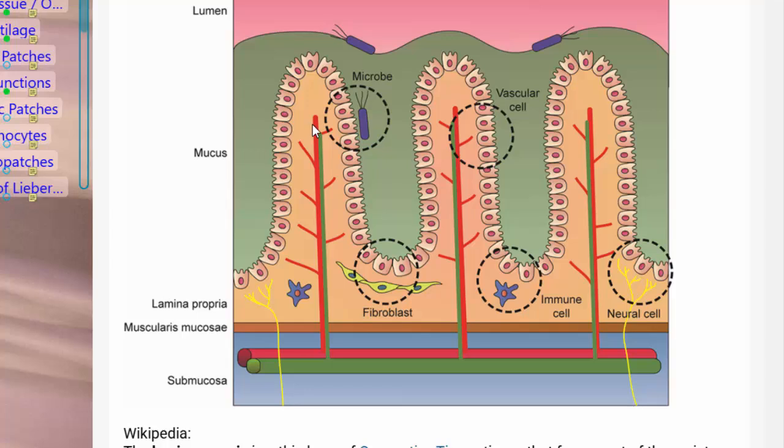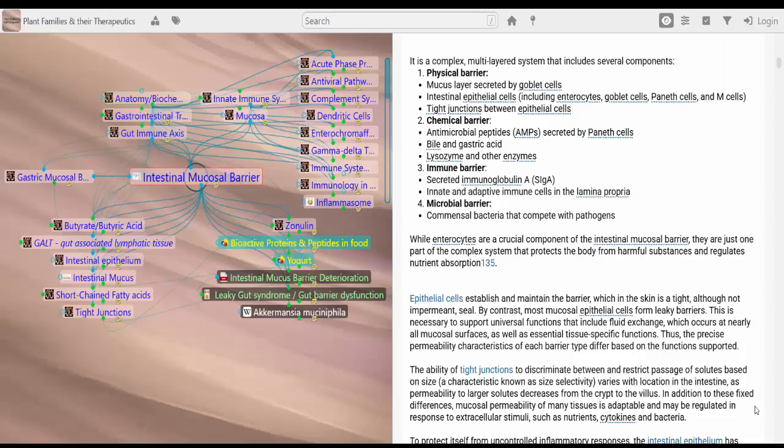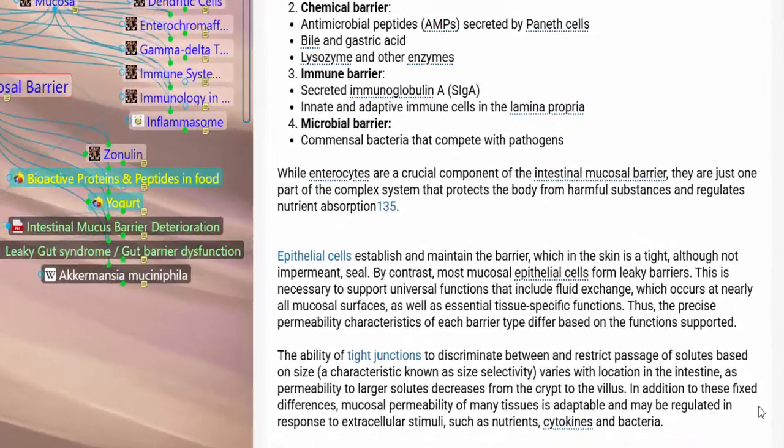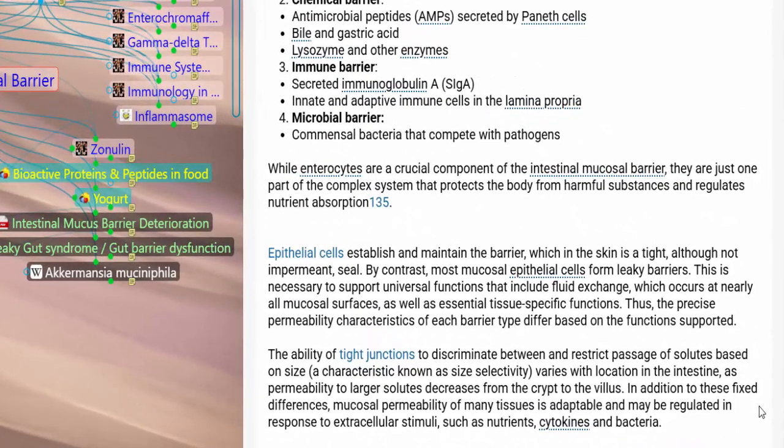And here is the circulatory system for the blood and lymph. And this orangish part is the lamina propria. Underneath that is a layer of muscle, and then submucosa down here in the blue. And here you see blood vessels, and I think that is to indicate lymph, but I'm not sure. Probably lymph. Then we also have a microbial barrier. That consists of our commensal bacteria that compete with pathogens.